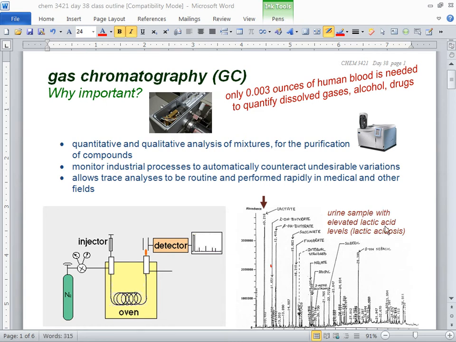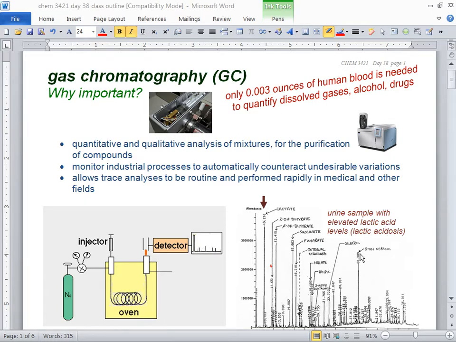Kind of interesting: 0.003 ounces of blood. That's all you need to analyze someone's blood. We did a rat project, right, Ricky? We did a lot more than 0.003 ounces of blood, but we didn't really know what we were doing either. But gas chromatography, really powerful.